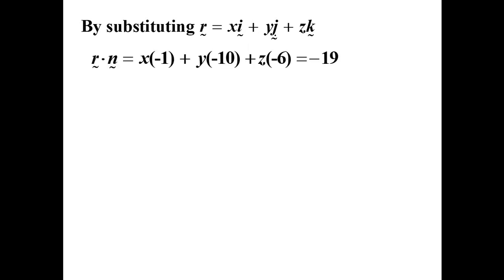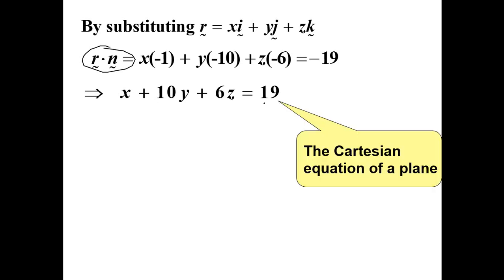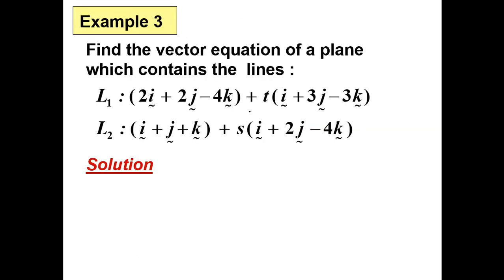Then the next step, substitute R as any point xi plus yj plus zk on the left hand side of the formula for the vector equation of the plane. And then you get this one, and this is called the Cartesian equation of a plane. Okay, settle for this example. Example 3.